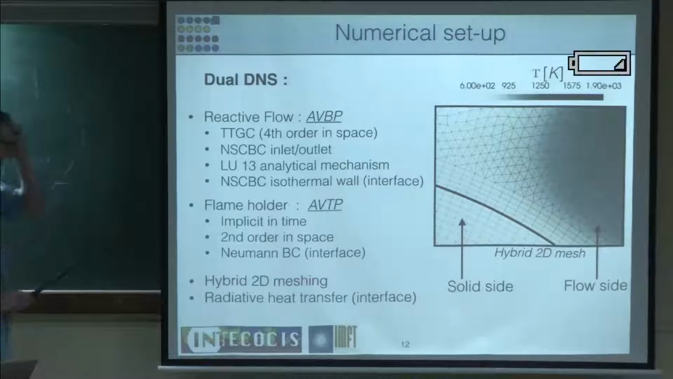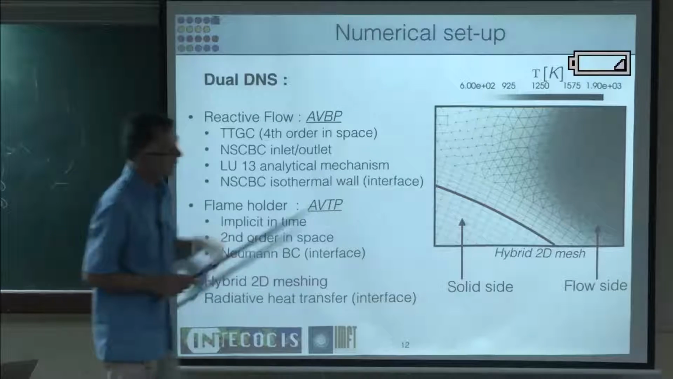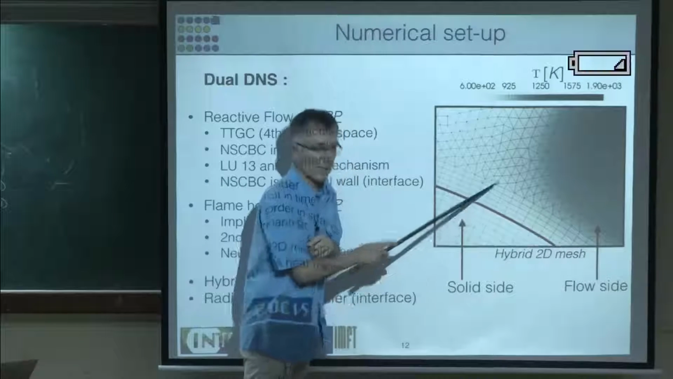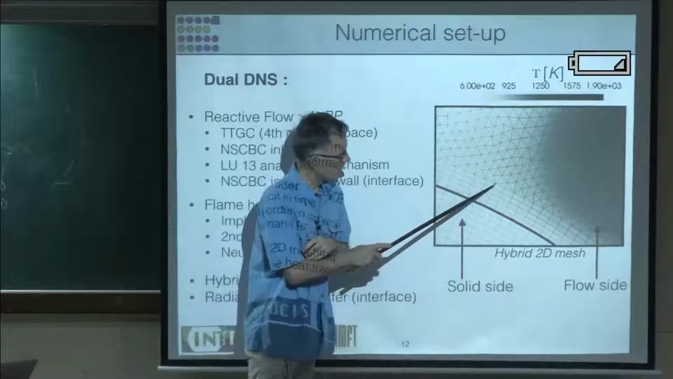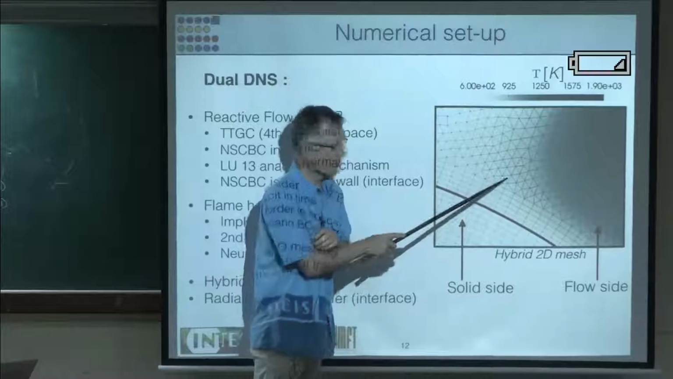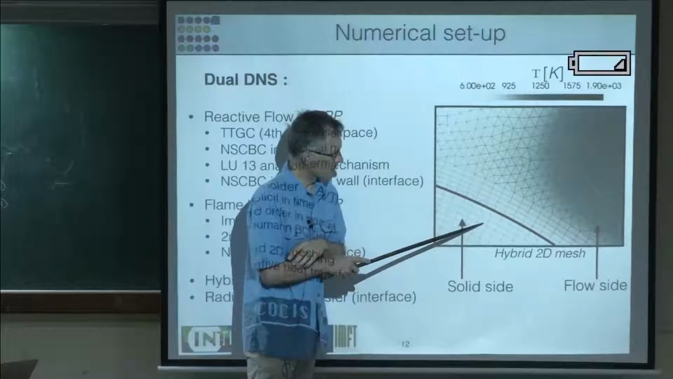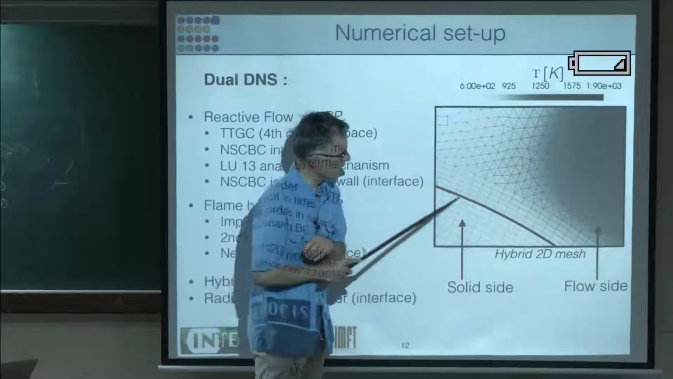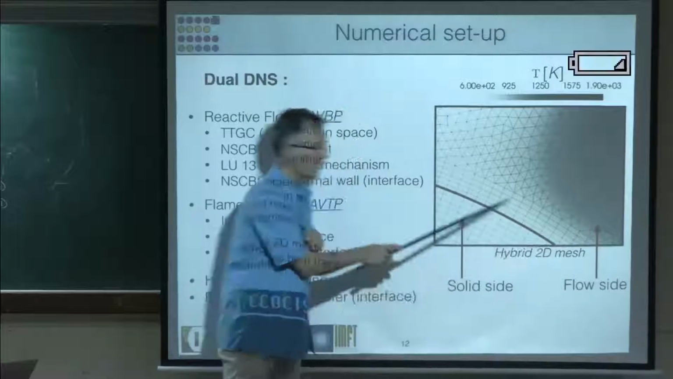Let me go back to my flame here. This is the interface between the solid and the gas. We use prisms, well, actually hexahedra here on the gas side, and then we use tetrahedra. In the solid itself, we use tetrahedra. The exchange of information takes place along this line, and this is what's done with OpenPalm.